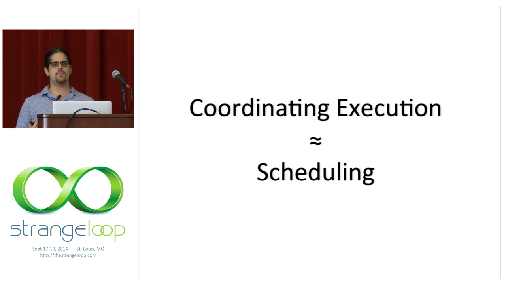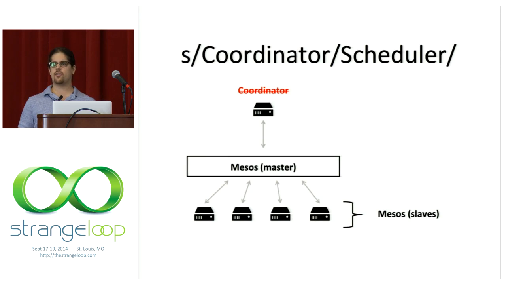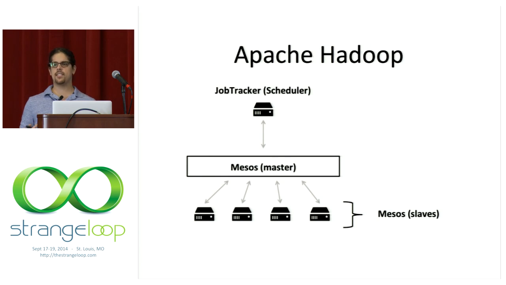In Mesos, if you think about what this coordination thing is, what you're really doing is coming up with a schedule where you're saying, do this task, now do this task, now do this task. And so in Mesos, these coordinators are actually called schedulers. So let's fix our earlier slide and say, okay, this is not a coordinator, this is a scheduler. To tie this back to something that you might have used before, in Hadoop, the job tracker would be an example of the scheduler.